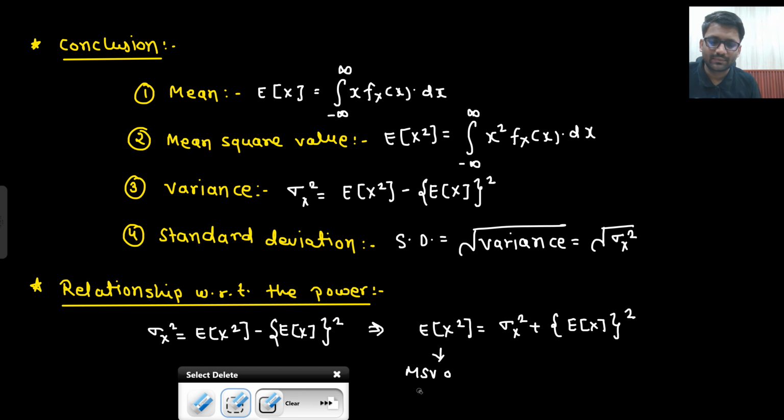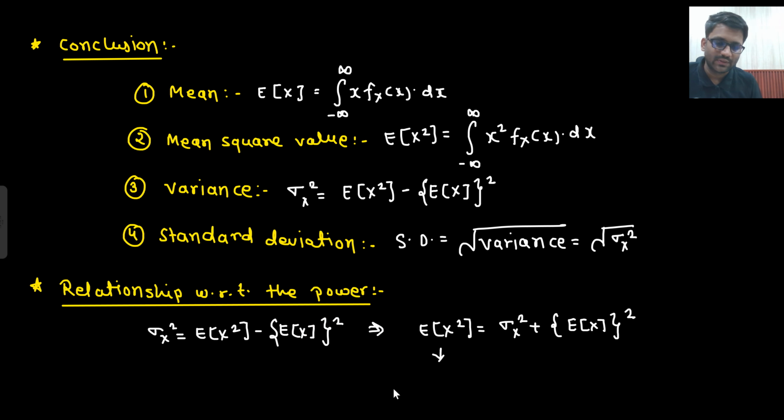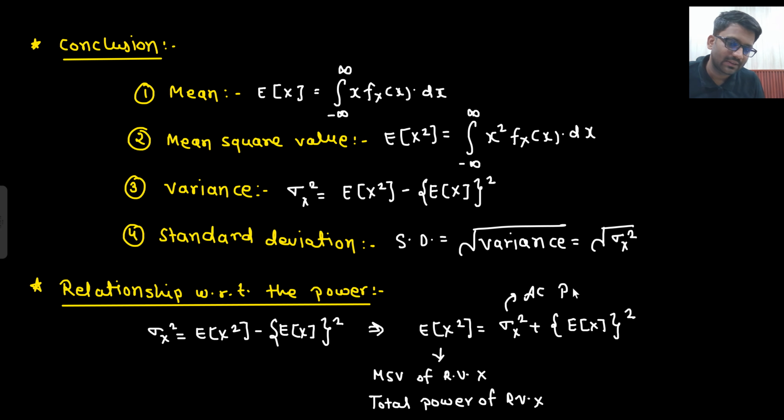So let's write it down in this manner. This is known as the mean square value of random variable x. It has another name, that is the total power of random variable x. This particular term, sigma x square, is known as the AC power of random variable x. And here you have taken the mean and then done the square. So this is known as the DC power of random variable x.